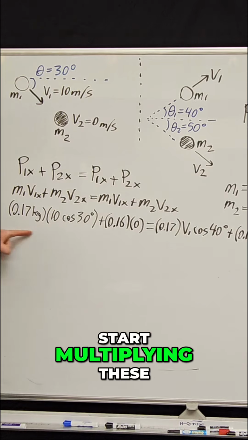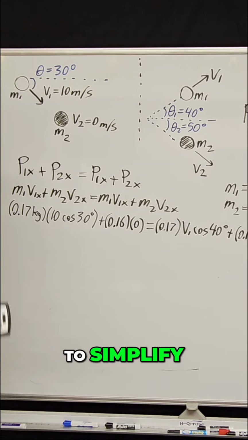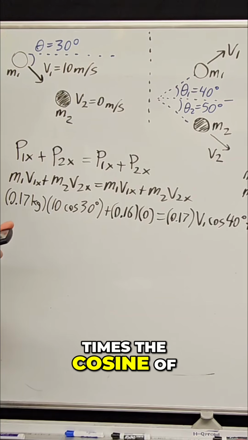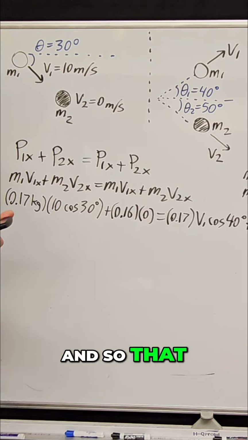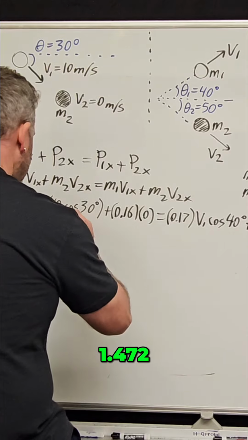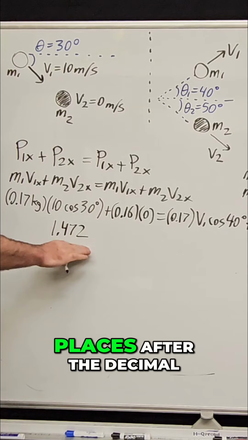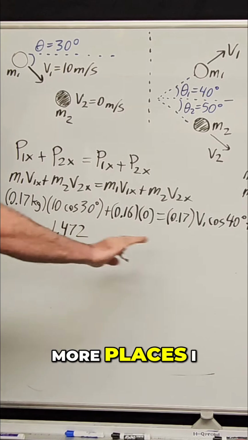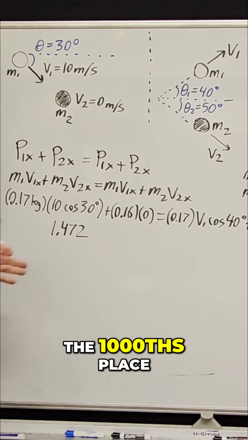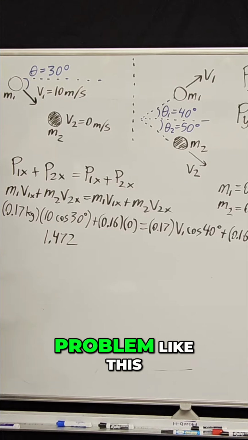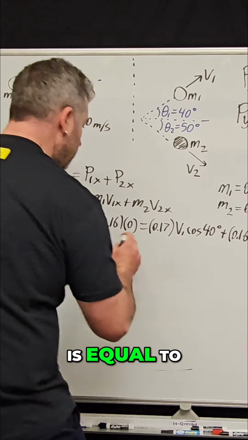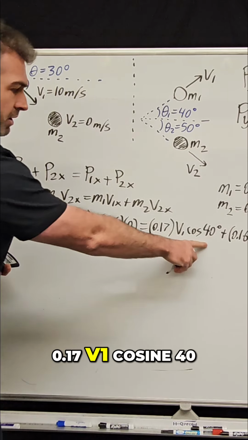So we can start multiplying these numbers in our calculator to simplify. So I have 0.17 times 10 times the cosine of 30 degrees. And so that first term becomes 1.472. I rounded to 3 places after the decimal. There are many more places I could have kept to preserve accuracy, but I think 3 places, the thousandth place, is actually enough accuracy for a problem like this. This term here is just 0, so plus 0 is equal to 0.17 v1 cosine 40.